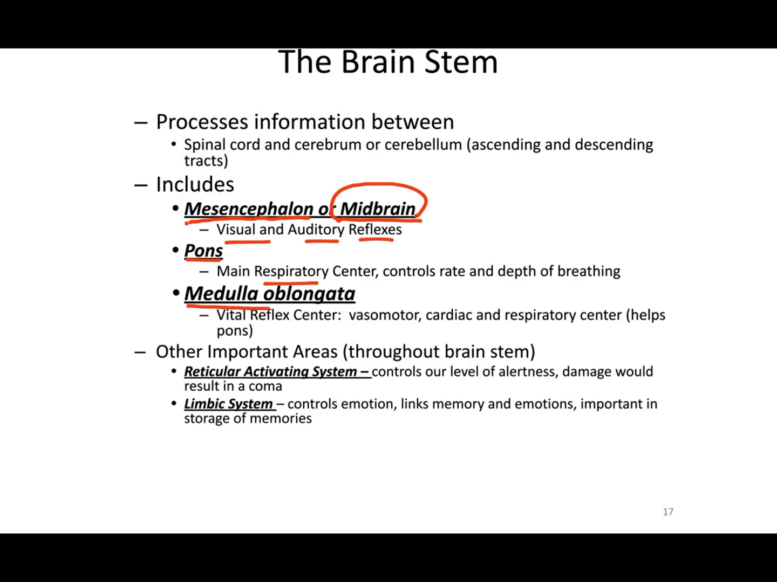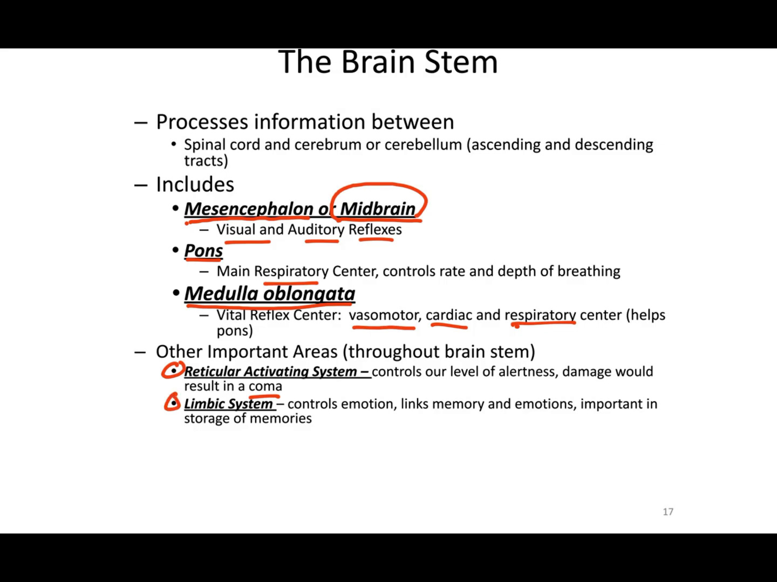The medulla oblongata, right? Often referred to as the vital reflex center. Vasomotor is opening and closing the blood vessels. Heart rate helps with breathing, helps the pons with the breathing. And then the last two areas that we have in here are the reticular activating system. The reticular activating system is the part that controls our alertness, how aware we are. And you'll notice that that's what's usually damaged when somebody's in a coma.